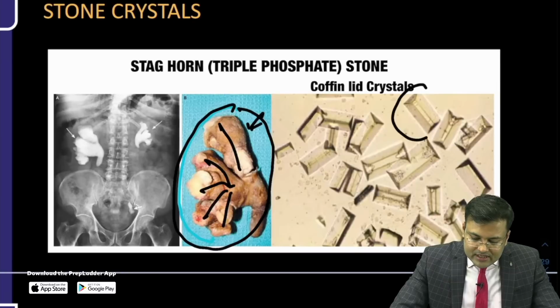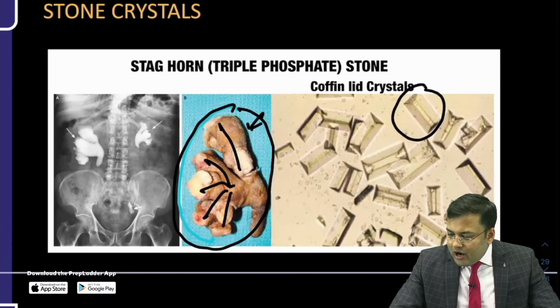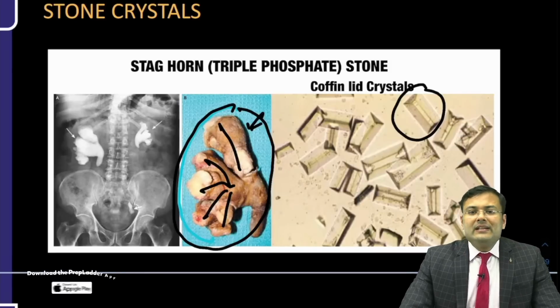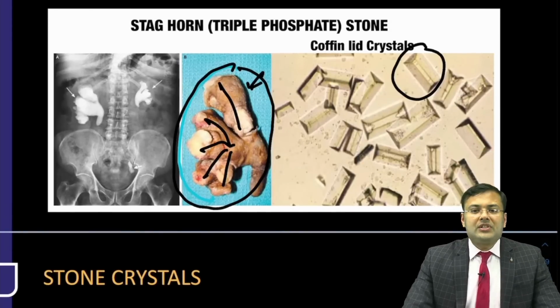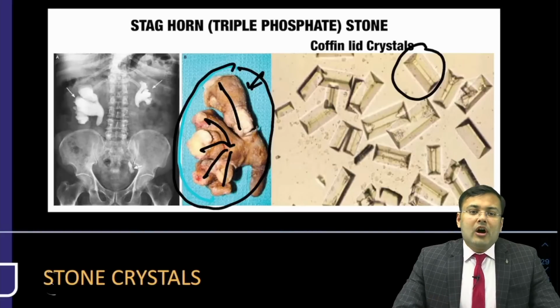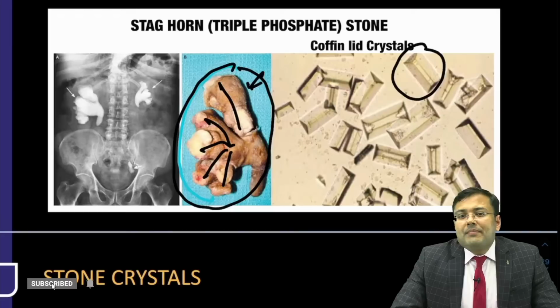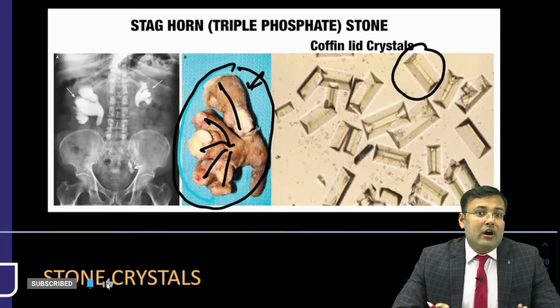What is the shape of this crystal? Tell me guys. This is coffin lid. Awesome, very good. Coffin lid crystal, and let me tell you, this was the question asked in many exams. Coffin lid crystal in staghorn calculi or triple phosphate stone. Coffin lid crystal, image based question is asked.